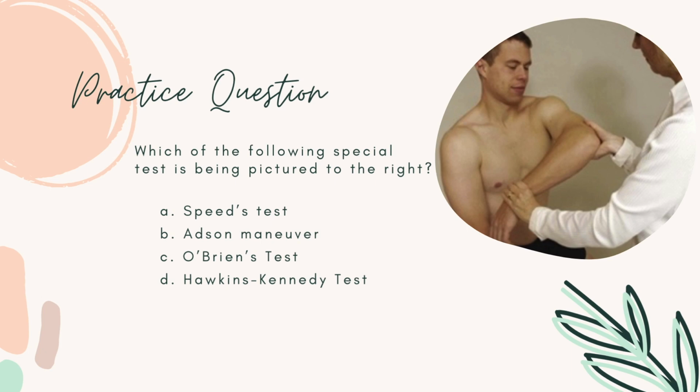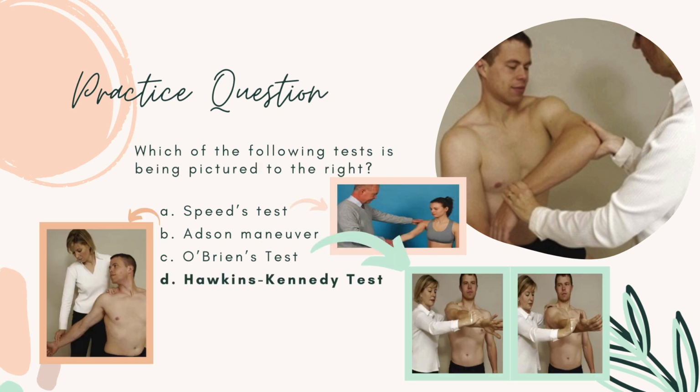So it's really hard to guess unless you know one of the other tests. Like if I know what Speed's test is and you're like, oh, it's not that. But here are some pictures of all those tests so you can visualize it as we talk about it. So D is the right answer, Hawkins-Kennedy test. But the Speed's test is with shoulder flexion and elbow extension and forearm supination. That is for the bicep or labrum.